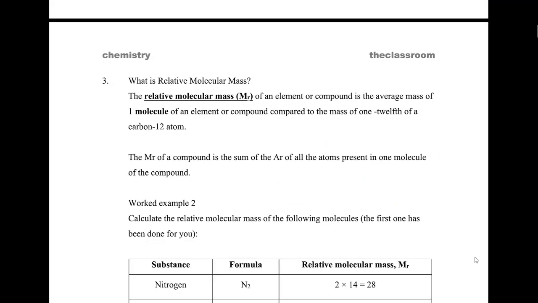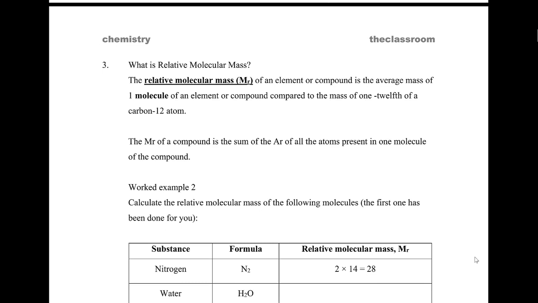Okay. Now, what is relative molecular mass? The word from atomic changes to molecular. So relative molecular mass is the average mass of one molecule of an element or compound. Recall you have molecules that are diatomic, like hydrogen, nitrogen, fluorine, and so on, and then compounds like say methane or carbon dioxide, compared to the mass of 1/12 of a carbon-12 atom. So it's the same thing. It's now a ratio of one molecule to 1/12 of a carbon-12 atom.